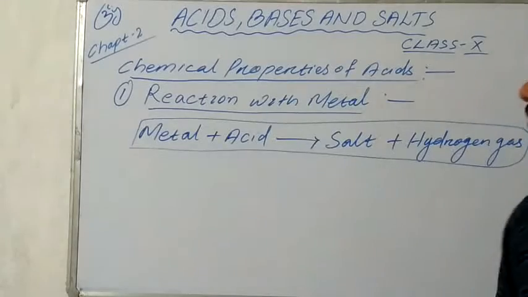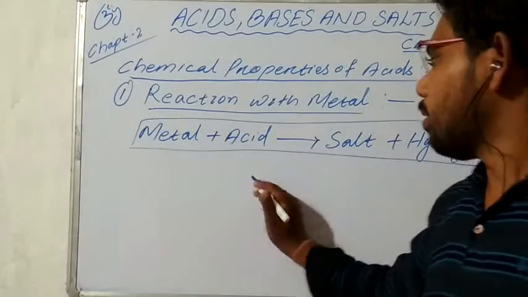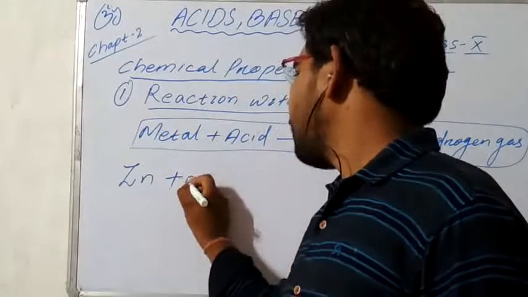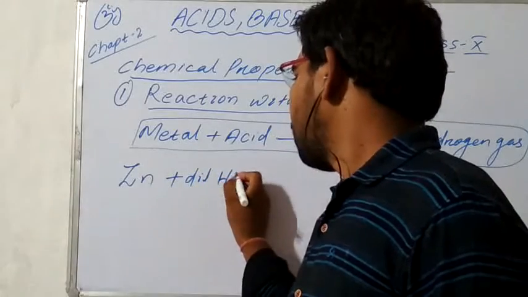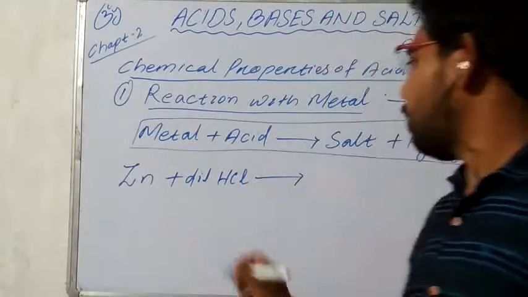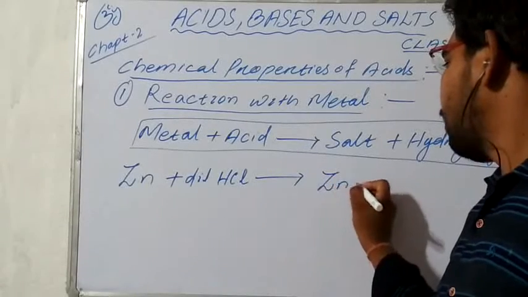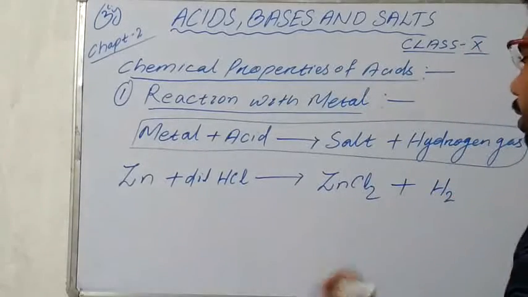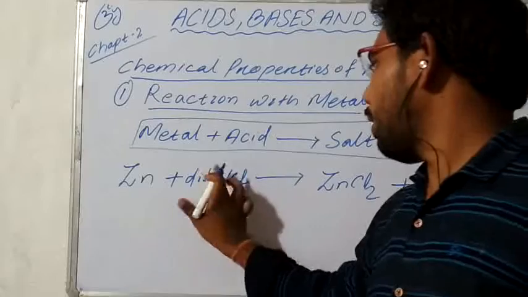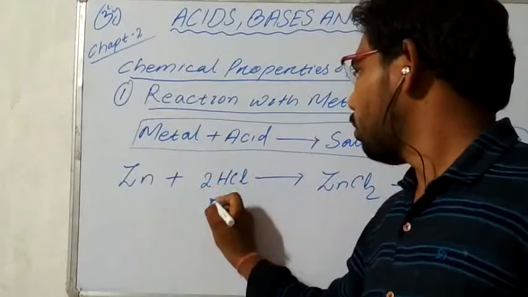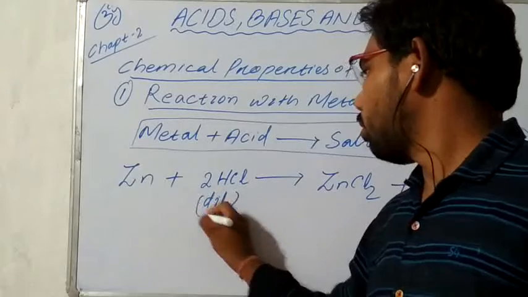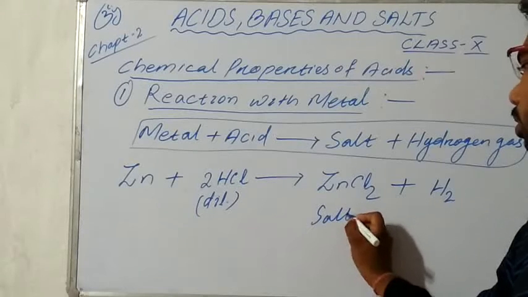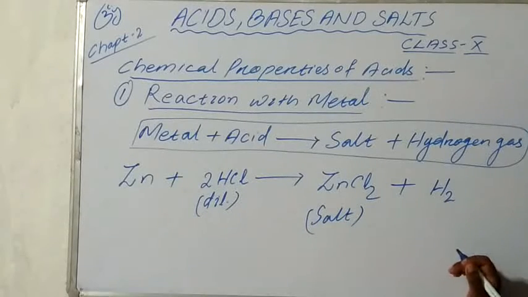Now we discuss some examples of these reactions. For example, the metal is zinc and we take dilute HCl. Then what is formed in the product? Zinc chloride, ZnCl2, plus H2, hydrogen gas. Here zinc chloride is a salt, and hydrogen gas is released.